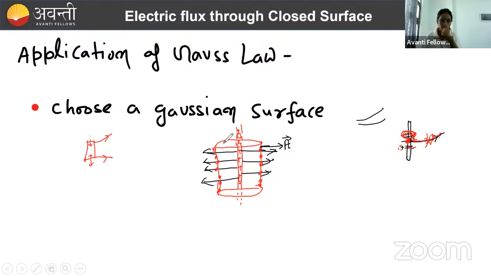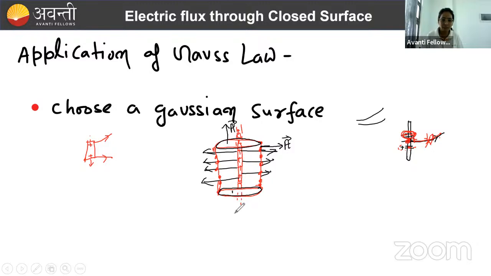Now you just see here, for flux calculation, we will consider 3 surfaces. One is the curved surface, another one is this top surface, and this is your bottom surface. Now come to this top and bottom surface. Here you can see the area vector for this is what? This is the area vector.